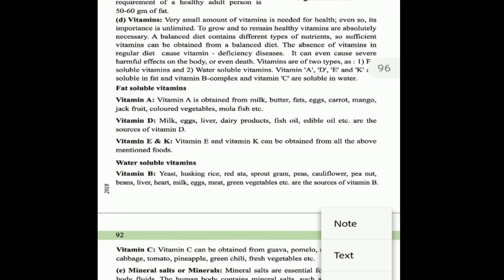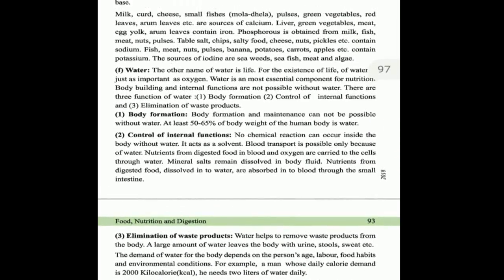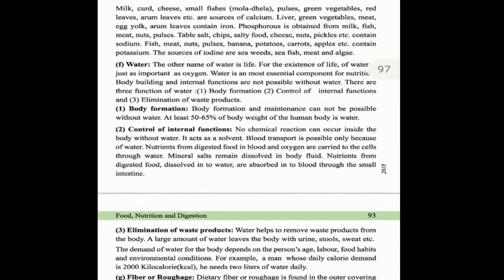Okay, now I want to talk about water-soluble vitamins and fat-soluble vitamins. There are two types of vitamins. I think you will be able to read it. And now I'm going to talk about water.